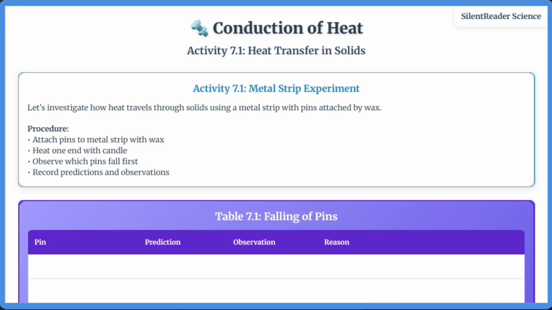parts through particle vibration. The particles themselves don't move from their positions, they just vibrate and pass energy to neighboring particles. Materials like metals that allow heat to pass through easily are called good conductors, which is why we use them for cooking utensils. Materials like wood, glass, and air are poor conductors or insulators, which is why we use them to keep things hot or cold. Understanding conduction helps explain why wooden handles don't get hot and why woolen clothes keep us warm by trapping air.